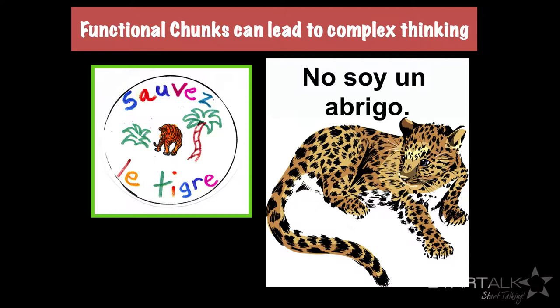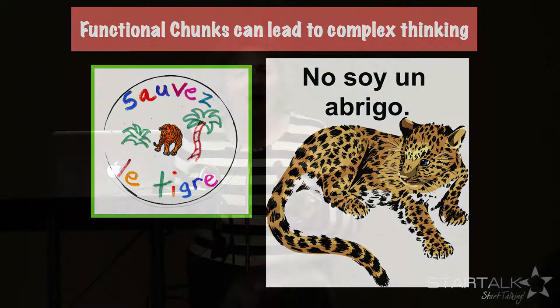No soy un abrigo, I am not a coat. And I've used this many, many times because it is so powerful. This student had that frame, had that chunk, I am not, and used, you know, complex thinking, even though still at a very simple level of language. So these functional chunks can lead to higher level language.